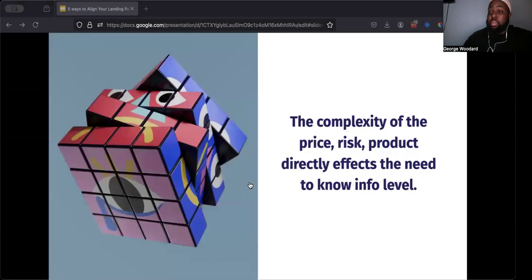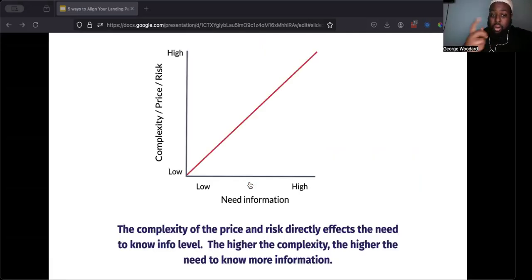So when it comes to the content, the messaging, and then you jump into the price and complexity or the risk of them joining your program or buying your product or service, it directly affects the need to know information level. So in this chart, the complexity of the price and risk directly affects the need to know info level. So the higher the complexity, the higher the risk, the higher the price, the higher the need to know information.